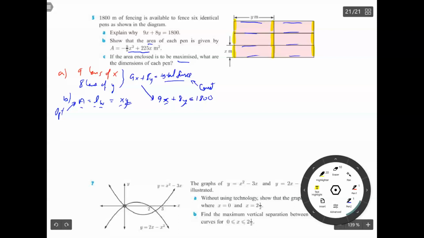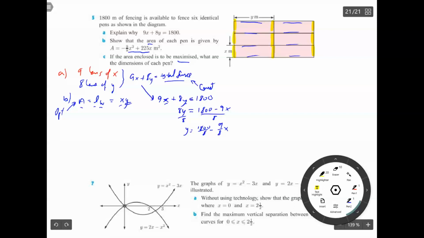So we're going to solve for y. So the way we do that was we subtract 9x from both sides. So we get 8y equals 1800 minus 9x. Then we divide both sides by 8. So we get y equals 1800 divided by 8 minus 9/8 x.